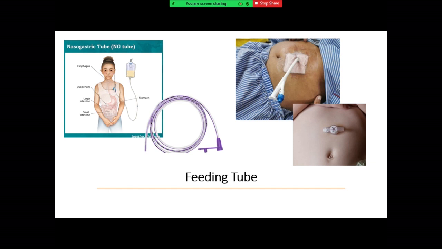And then these go directly into the stomach. They usually have a balloon on the other side so that they don't just come right out. They can be short Mickey buttons. You usually see those in kids, which decreases their chances of pulling on them. Or you can see longer percutaneous tubes for feeding.